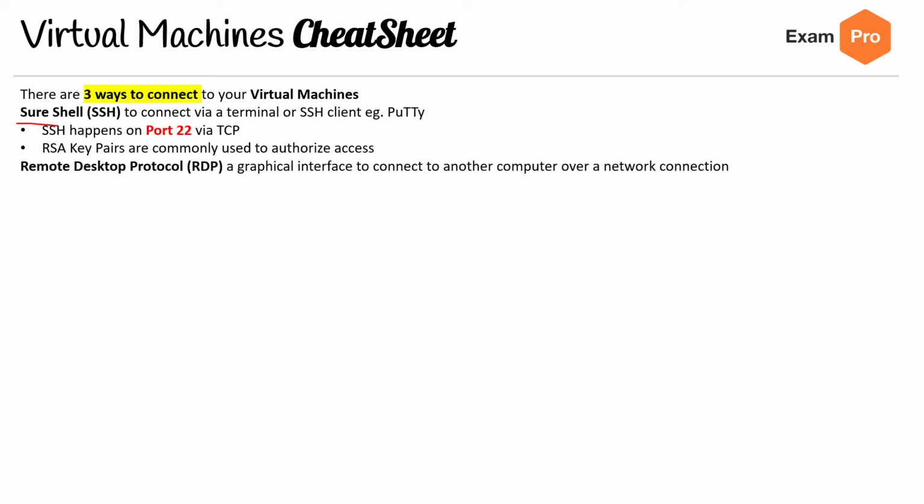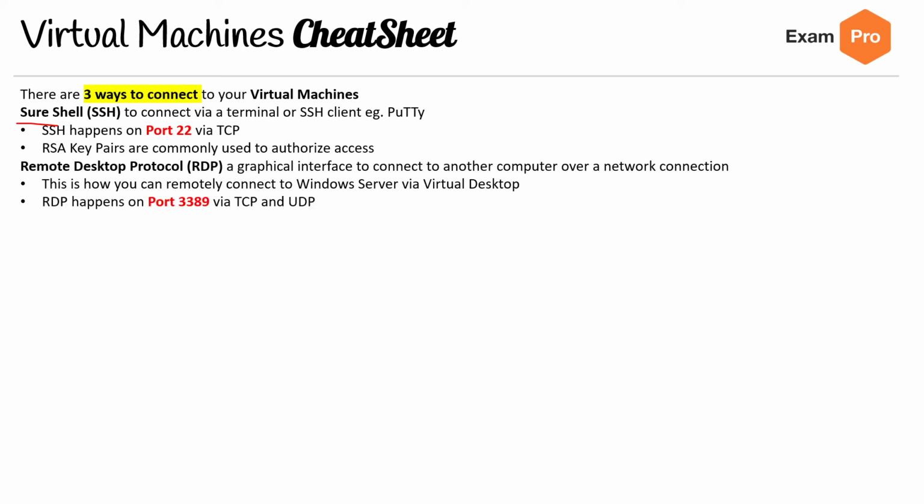There are three ways to connect to virtual machines. The first is via secure shell. SSH happens on port 22, and RSA key pairs are commonly used for authorized access. Then you have RDP, which is a graphical interface to connect to another computer over the network connection. This is how you can remotely connect to the Windows Server via virtual desktop. This happens on port 3389 on TCP and UDP. Now, I marked these red because I want you to remember these too, so make sure you know them, okay?